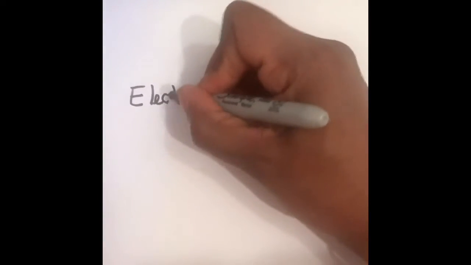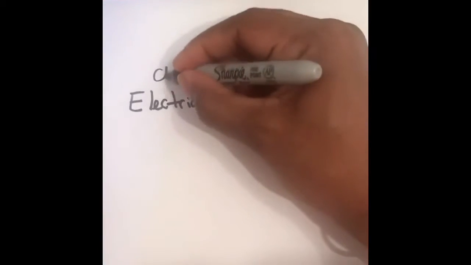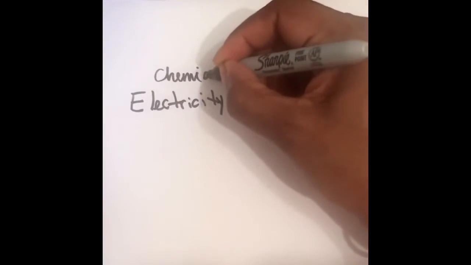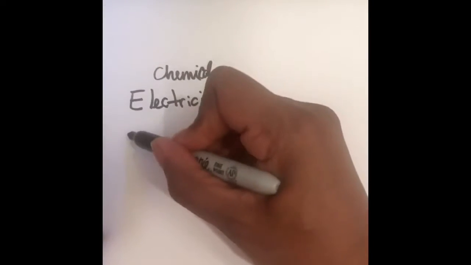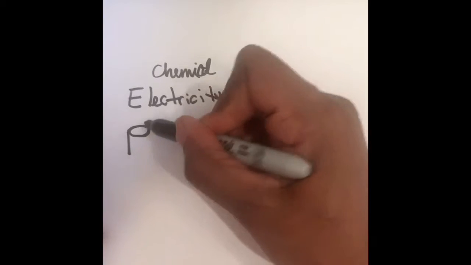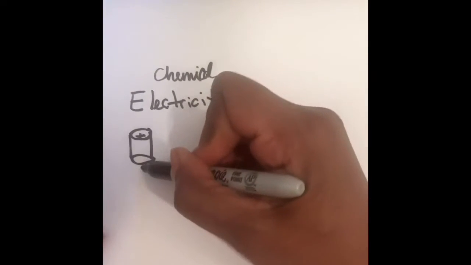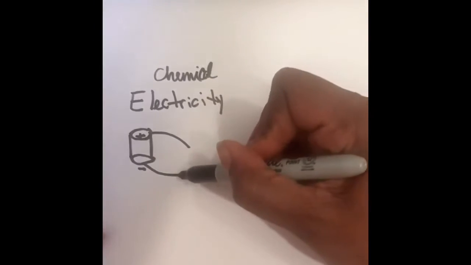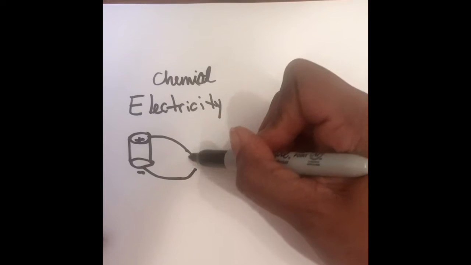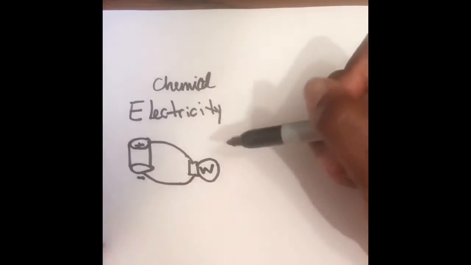Electricity is a form of chemical energy. We can use a simple battery with two wires connected to a bulb in order to light the bulb.